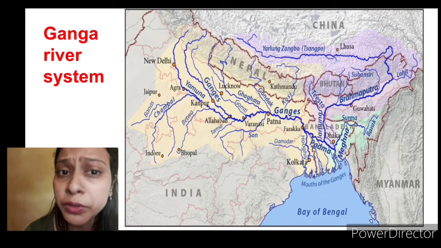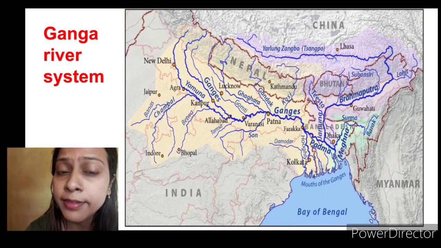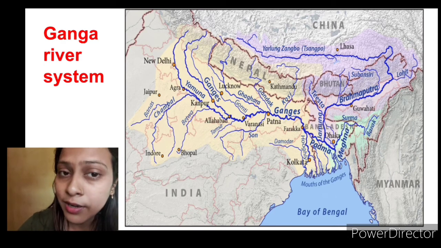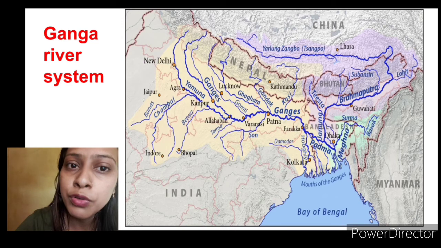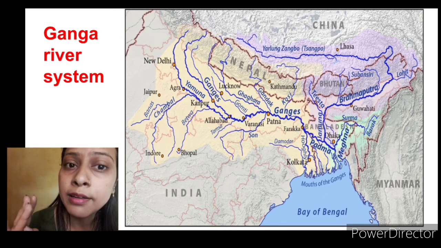It originates in Uttarakhand, where it is formed mainly by two headstreams, Bhagirathi and Alakananda. Bhagirathi is the original source which originates from Gangotri Glacier. Then it is joined by river Alakananda at Devaprayag, and then they flow through different states like Uttarakhand, Uttar Pradesh, then Bihar, then West Bengal.